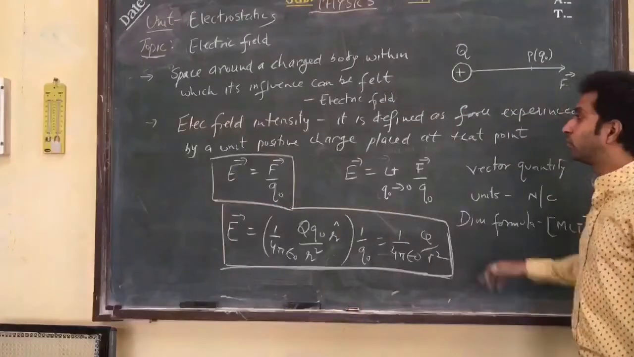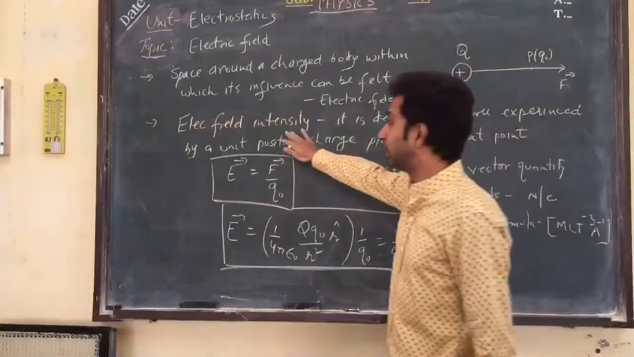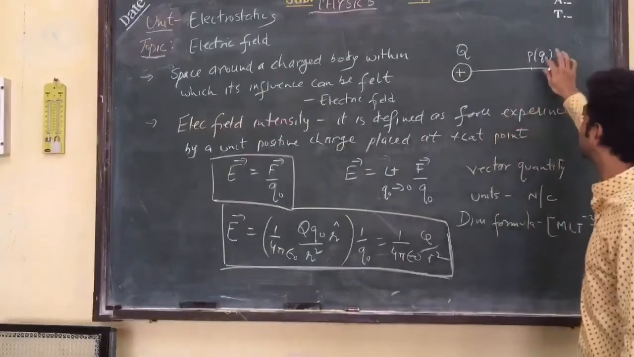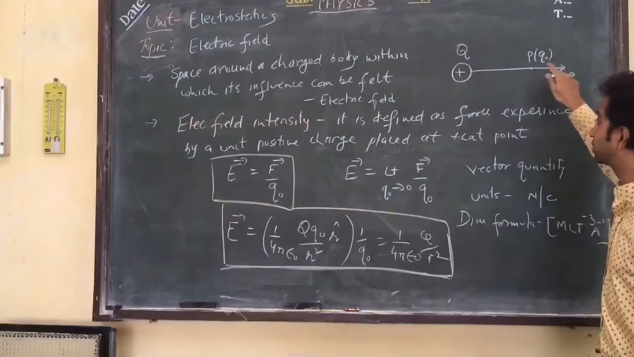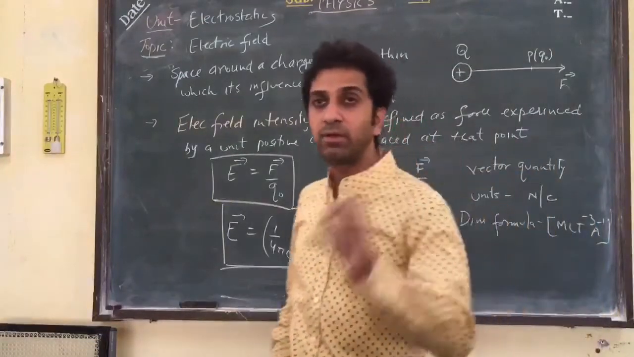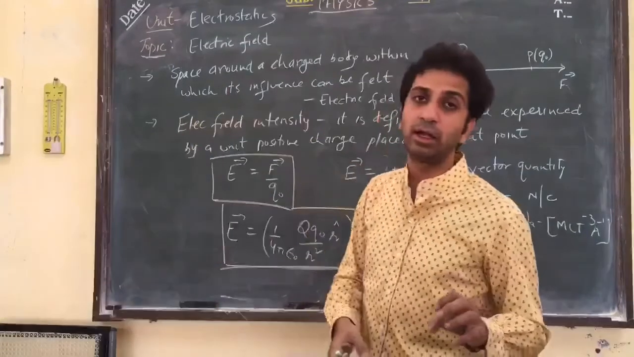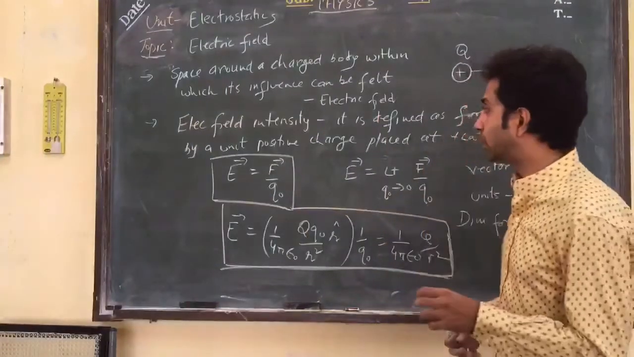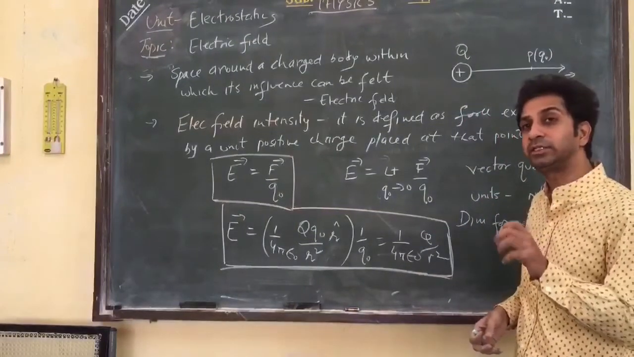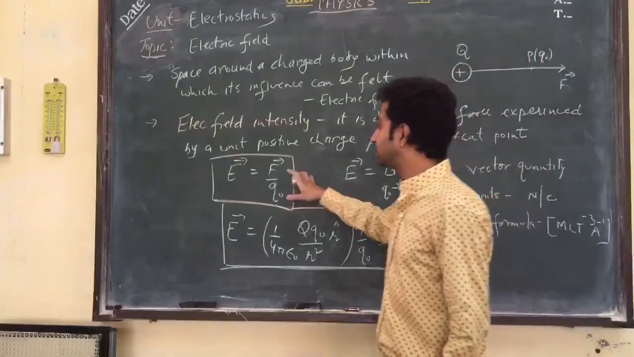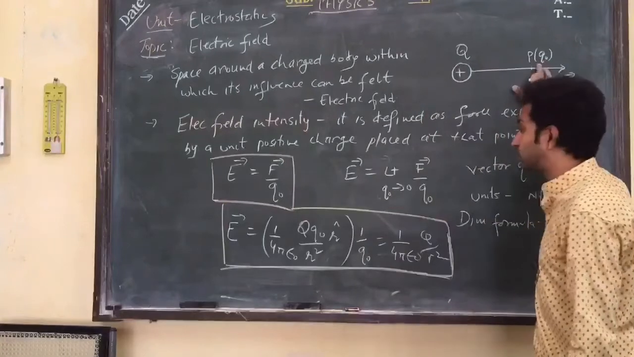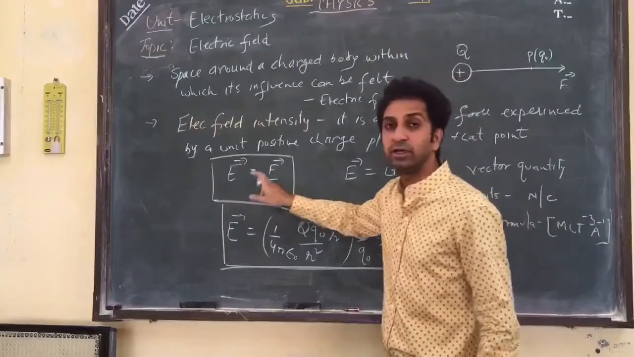For this we have a term called electric field intensity. It is defined as the force experienced by a unit positive charge placed at that point. If you have some given charge and you bring some charge nearby, what amount of force per unit charge it experiences is called the electric field intensity, right? So the simple formula is force per unit test charge.